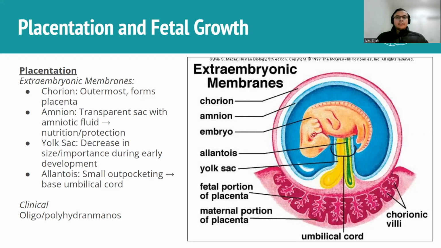The yolk sac is a structure whose importance and size decrease during early development. But you, again, will learn about it a little bit during GIT embryology. It actually plays more of an important role in the development of other species. So it's almost a vestigial structure in humans. And then the allantois is a small outpocketing that forms the base of the umbilical cord. And you can have a look at it on the diagram there, that green structure there.